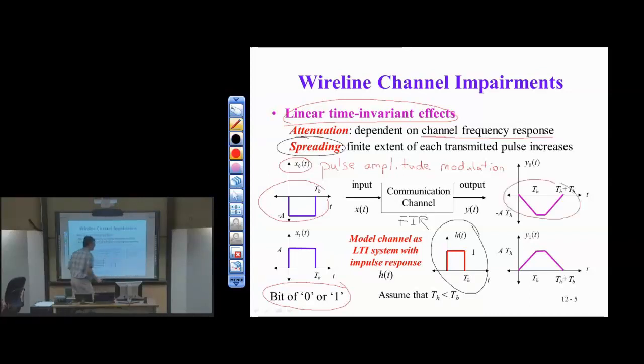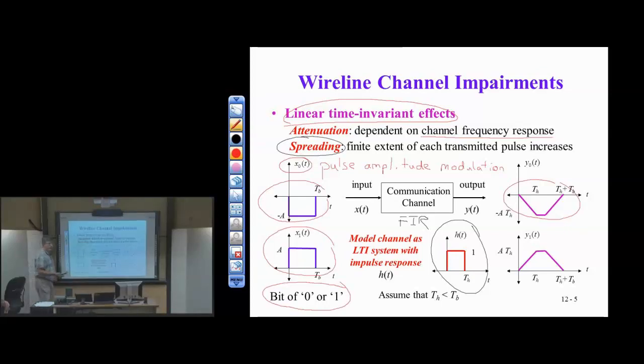The trapezoid's length is the sum of the lengths of the two rectangular pulses. So it's the length of the transmitted rectangular pulse, capital T sub B, and the length of the channel impulse response, capital T sub H. If I send a bit of value 1, it looks pretty similar. I'm going to use now a rectangular pulse that is of non-negative amplitude, goes through the same channel. I get a trapezoid now of non-negative values, and again, it's still spread in the same way in the time domain.